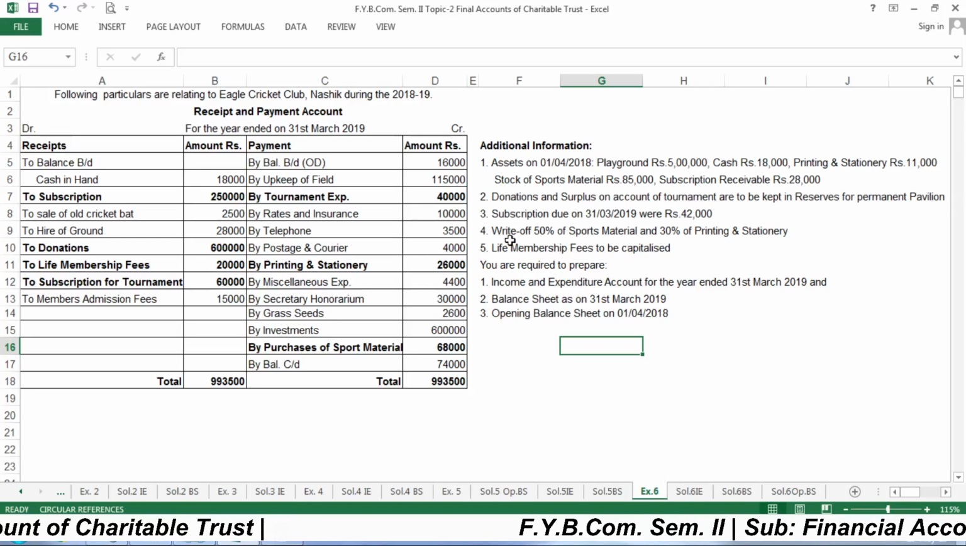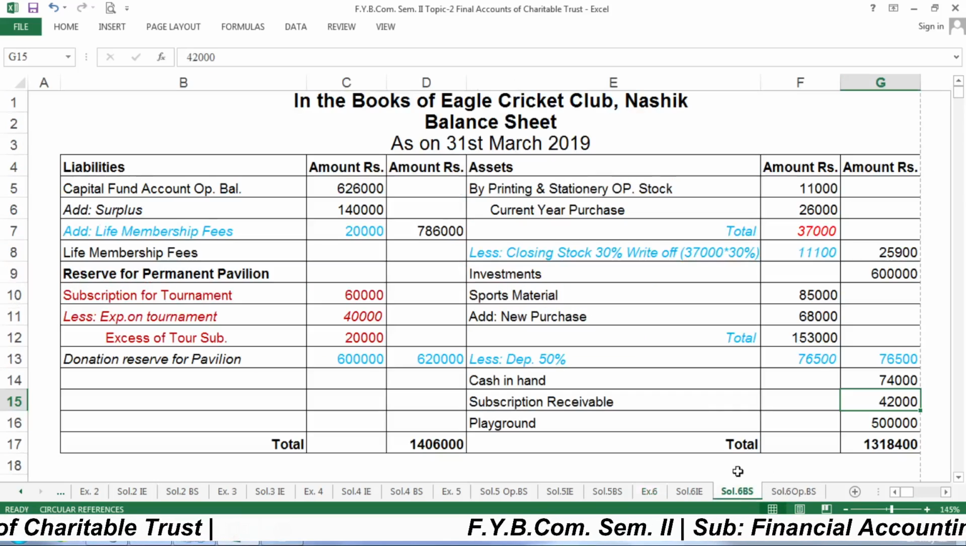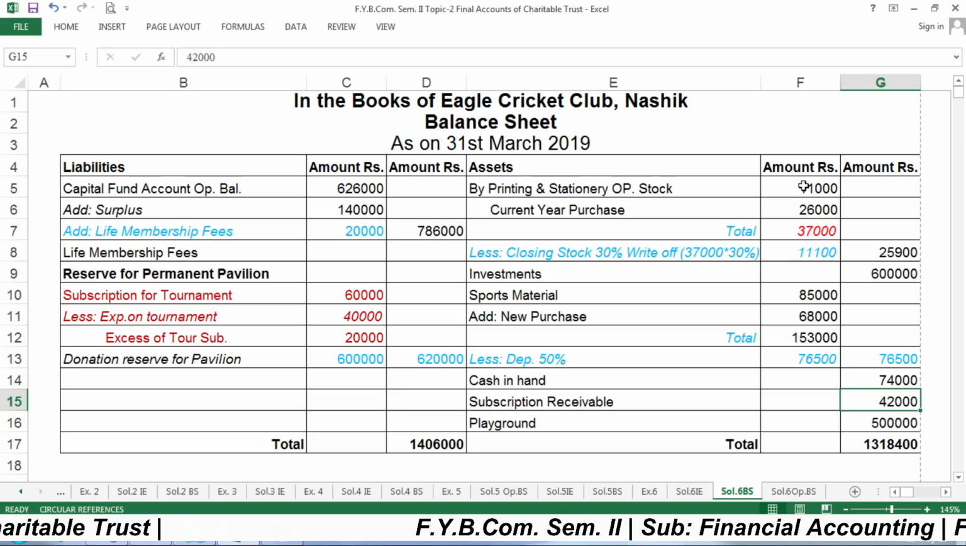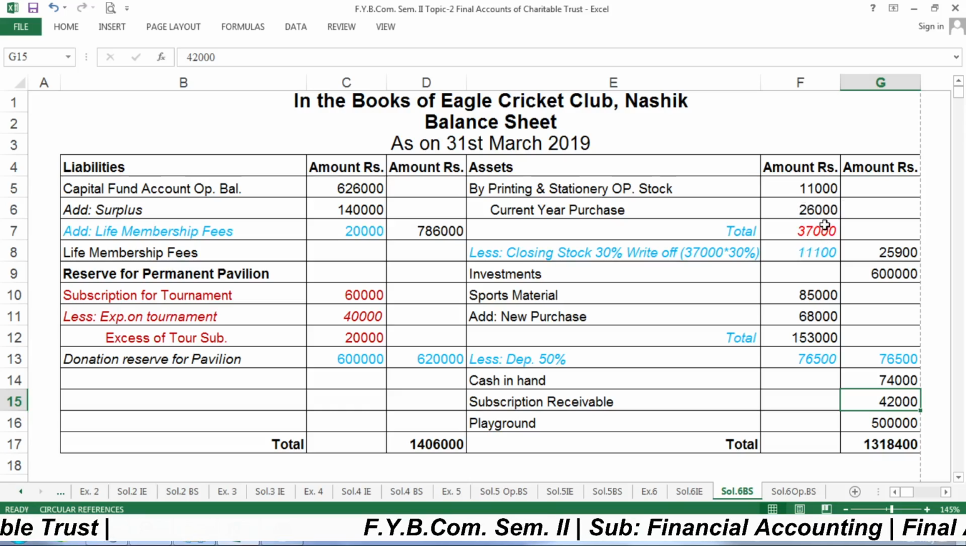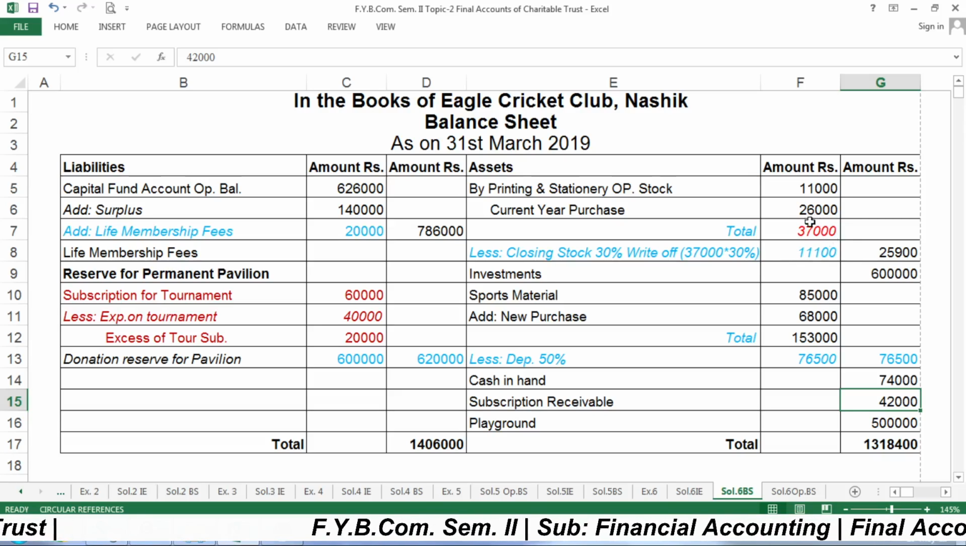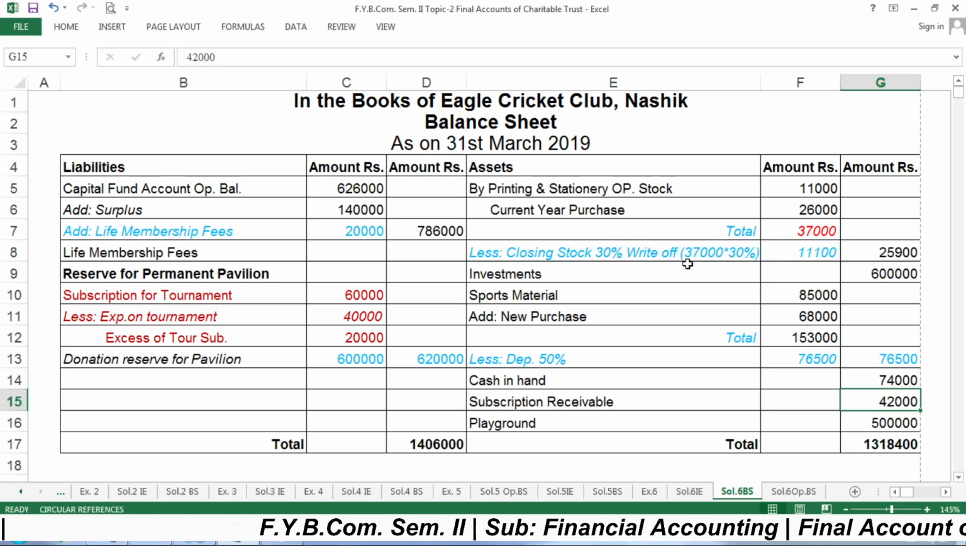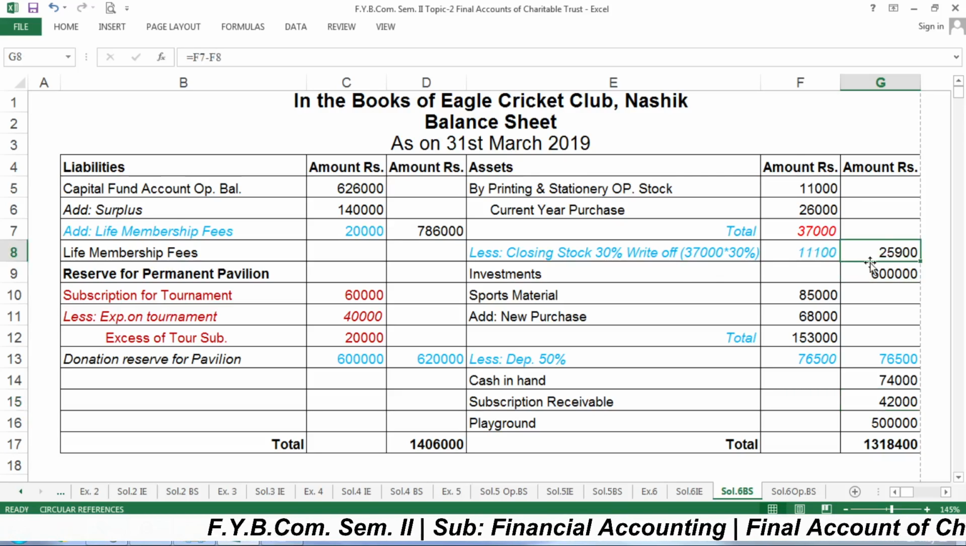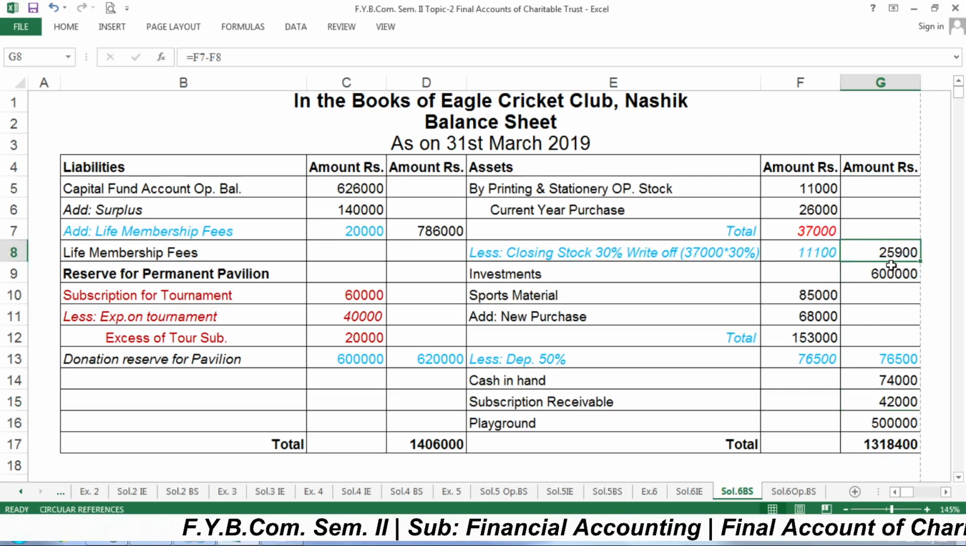After that, we have to write off 50% of sports material and 30% of printing and stationery. On the asset side, we have stationery of rupees 11,000, that is the opening balance. In the current year, we purchased rupees 26,000, and total stationery will be rupees 37,000. Out of this 37,000, we have to write off 30%. So 30% of 37,000 is rupees 11,100. That means still we have stationery of rupees 25,900.